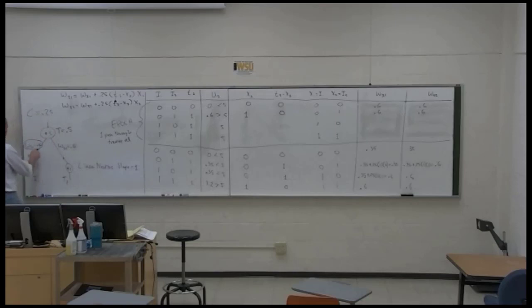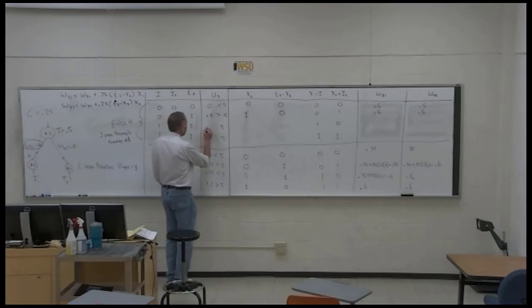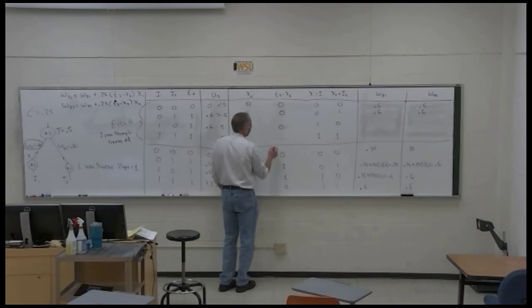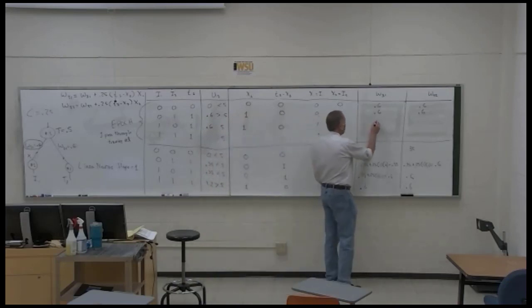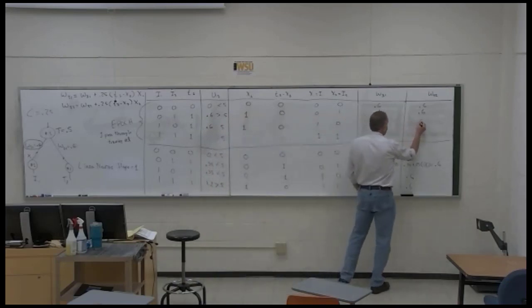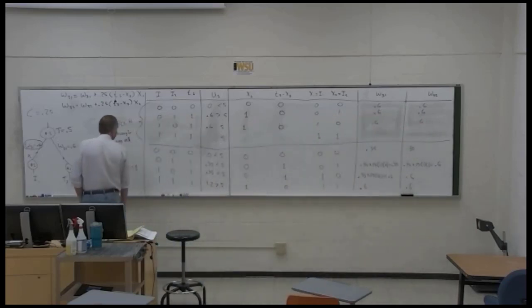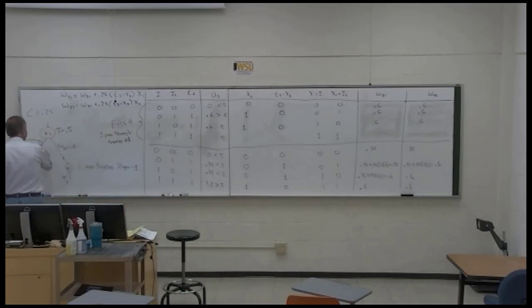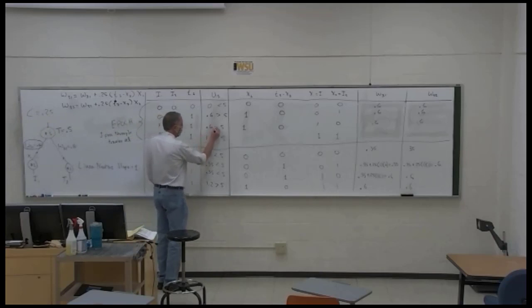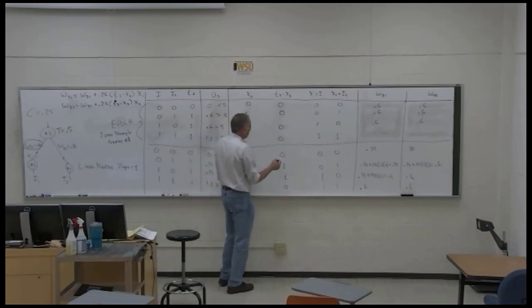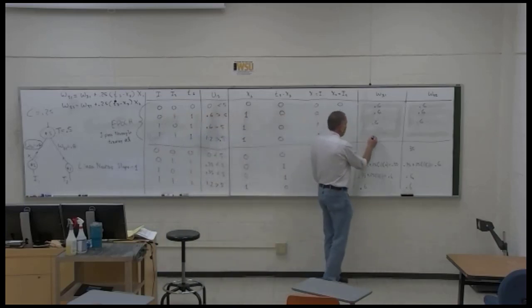Okay, now 1 goes in times 0.6, 0 times 0.6. We get 0.6 as the sum. Neuron fires. We wanted it to fire, so the error is 0. The weights don't change. Now we got the 1, 1 going in, 1 times 0.6, 1 times 0.6. 1.2 beats the threshold, neuron fires. We wanted a 1, so we get 0 error. And the weights don't change.